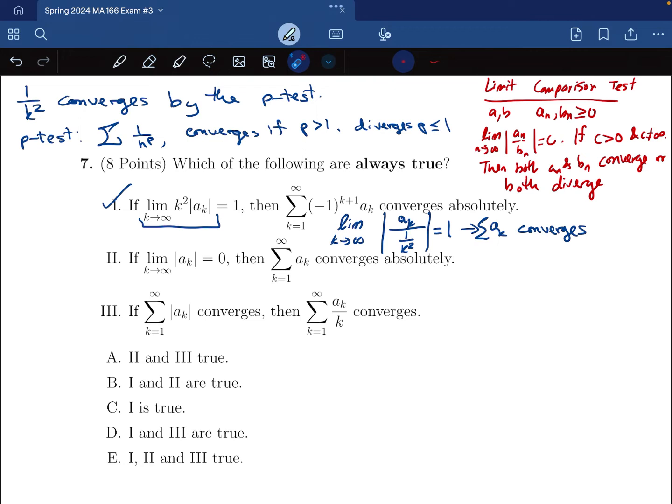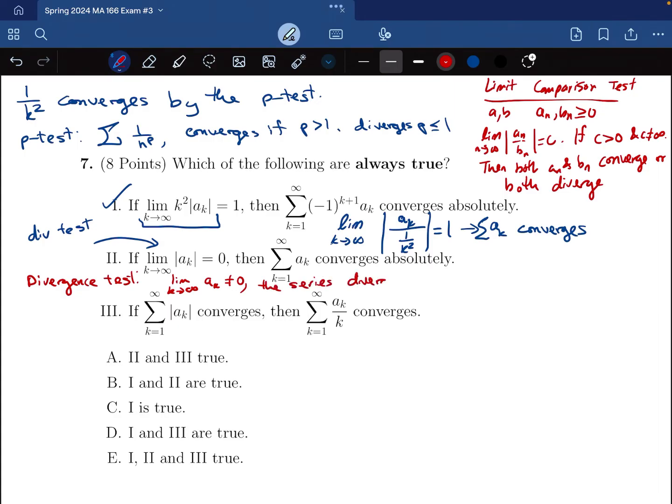Statement 2 says, if the limit as k approaches infinity of the absolute value of a_k equals 0, then the series a_k converges absolutely. Okay, so this statement looks a lot like the divergence test. The divergence test states that if the limit as k approaches infinity is not equal to 0, then the series diverges.